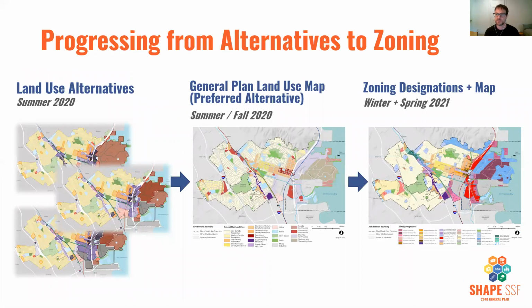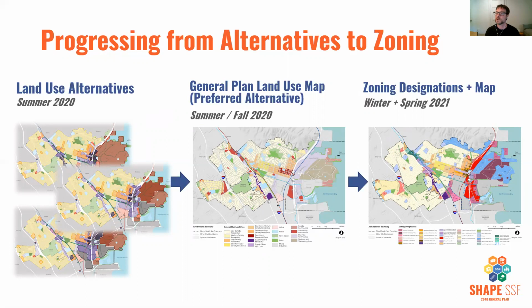Once we go through that community process and get feedback on those different land use alternatives, we'll come together and move forward one preferred land use map for the city. This will be happening in the summer and fall of 2020. Once that general plan land use map is established, we'll then go and create the more detailed zoning designations as part of this process, which will happen in winter and spring of 2021.